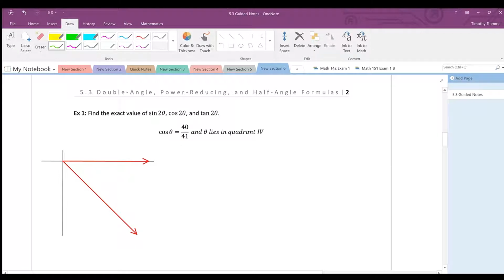There we go. And next, I want to make a picture of a triangle that's based on this cosine of theta is equal to 40 over 41, right? Cosine of theta is supposed to be equivalent to adjacent over hypotenuse, right? That's the CAH from SOHCAHTOA. So this is the adjacent side here. This is the hypotenuse. So I'm actually sketching in right now the one side that we don't know yet. This is the opposite side.